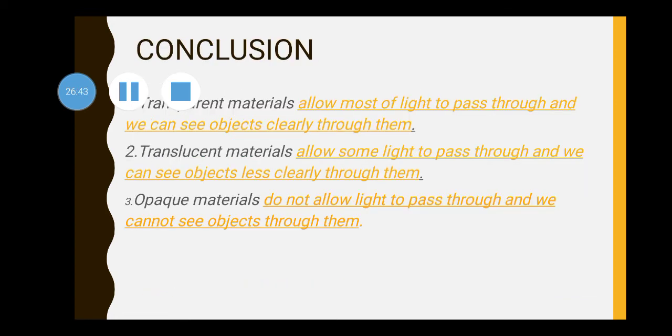Again, what is the meaning of transparent? The materials which allow most of the light to pass through, and we can see the object clearly through them. Translucent materials allow some light to pass through, and we can see the object less clearly through them. Opaque materials do not allow light to pass through, and we cannot see the object through them.